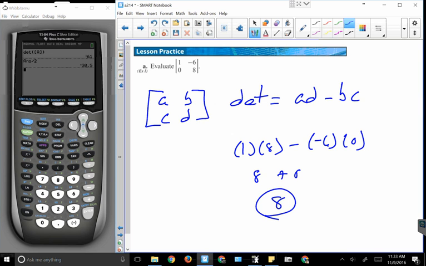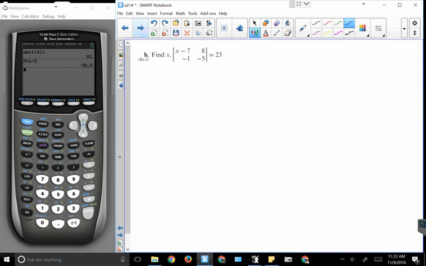So, there we go. It is just that simple. Okay? So, because you can't use the calculator to go and set this up for this one, what you got to do is write it out the way we did the last one. So I'm going to give you a minute or so, and I want you to go through and do B.